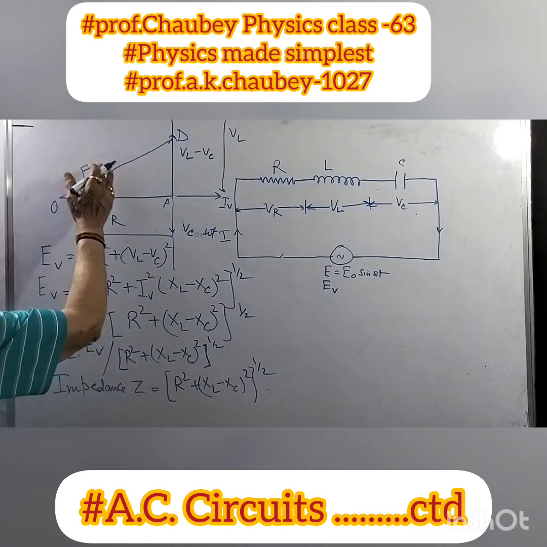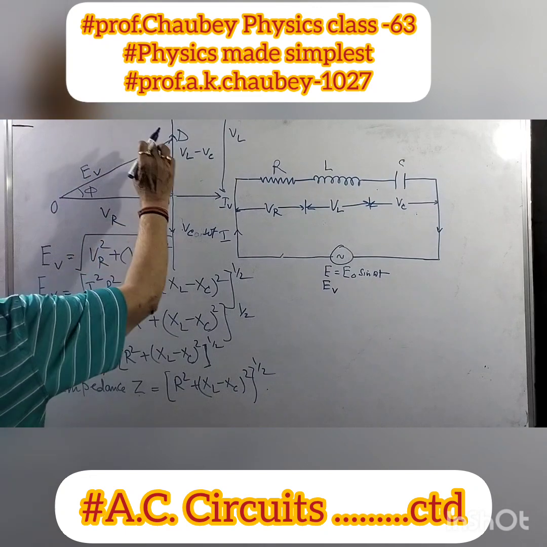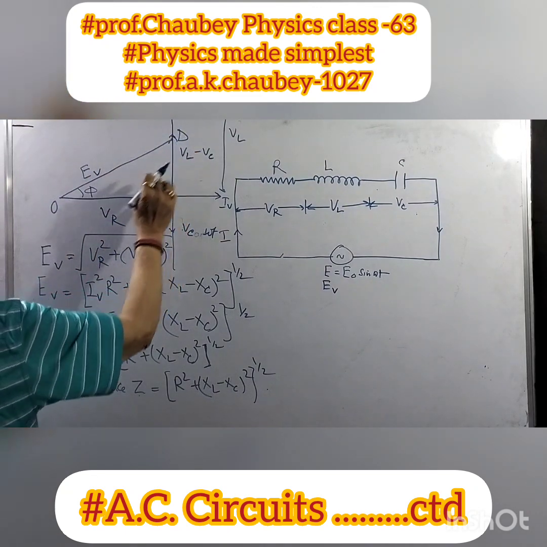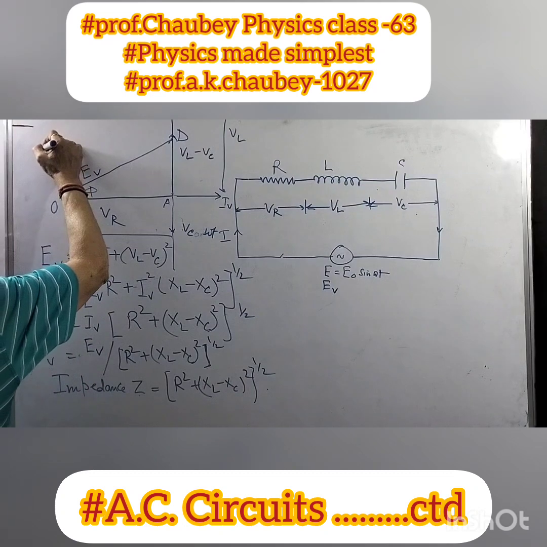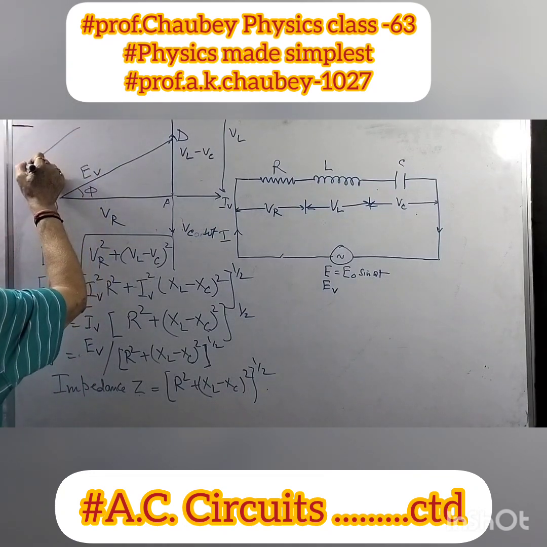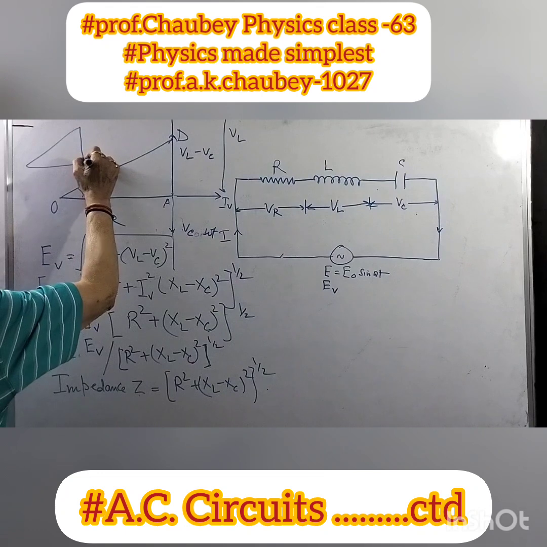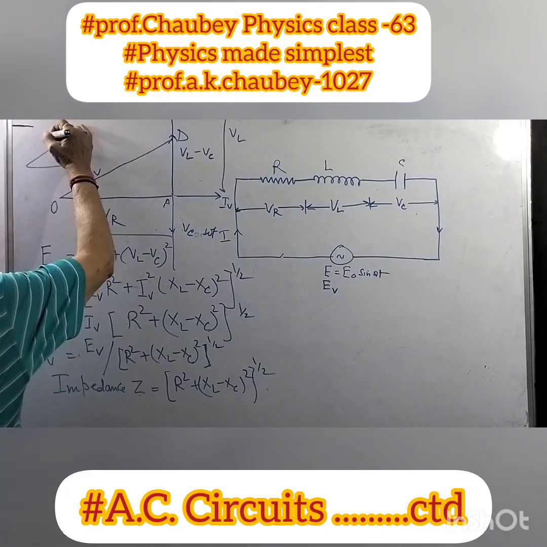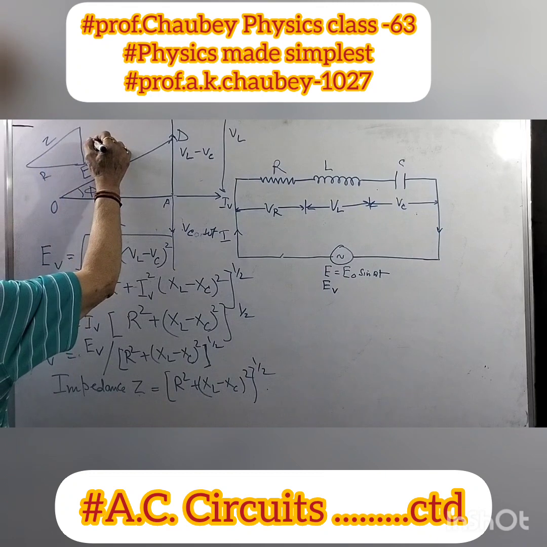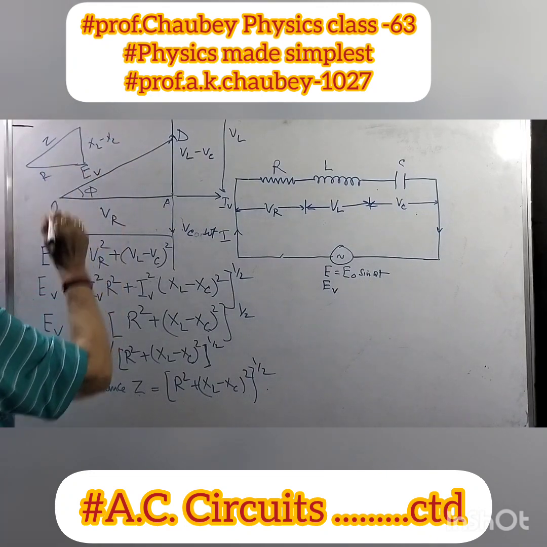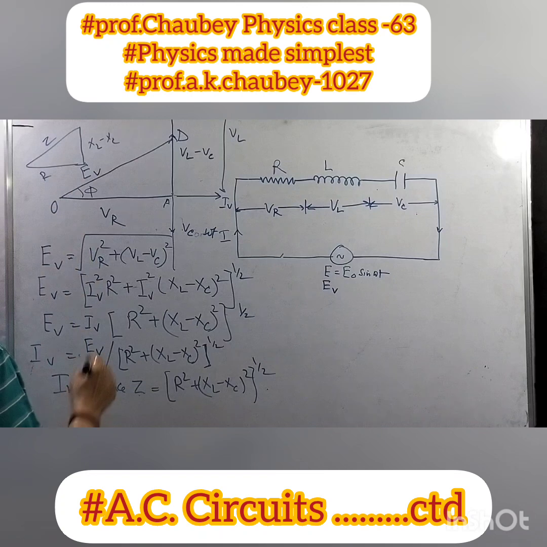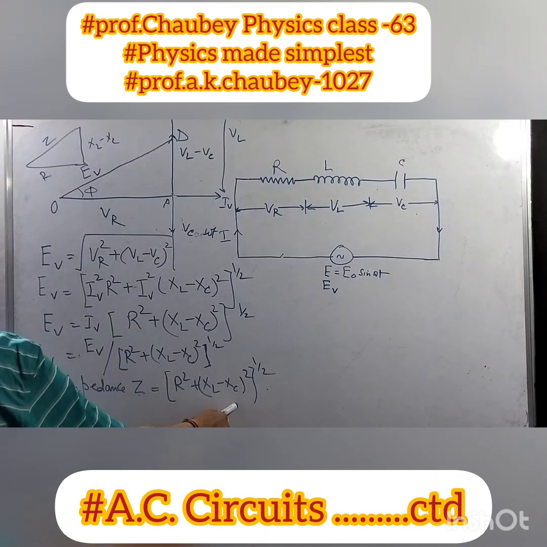So you can make an impedance triangle also, where this will be the Z, this will be the XL minus XC, and this will be the R. So that is the impedance Z, this is the R, and this is the XL minus XC. So this becomes the impedance triangle, this is the voltage triangle of the circuit, and so impedance Z is like this. So this is the RLC circuit.